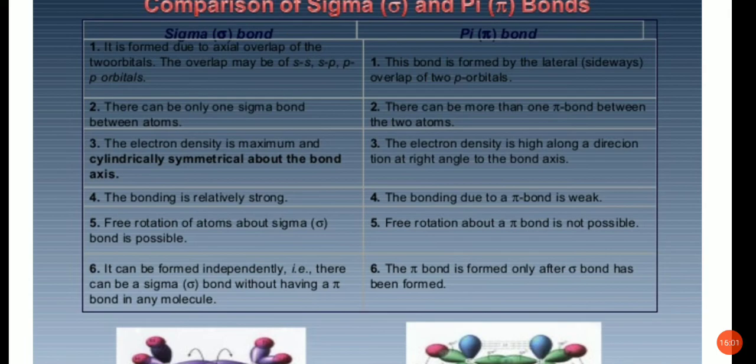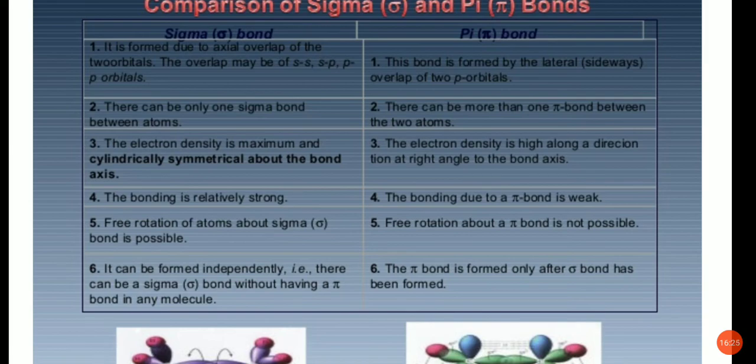Fourth point: a sigma bond is relatively strong and a pi bond is relatively weak. Fifth point: free rotation of atoms about a sigma bond is possible. For a pi bond, free rotation about the pi bond is not possible, because the bond will break.